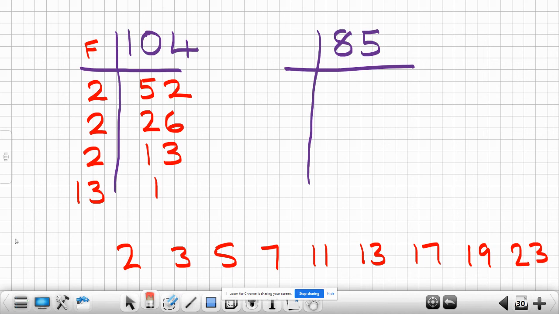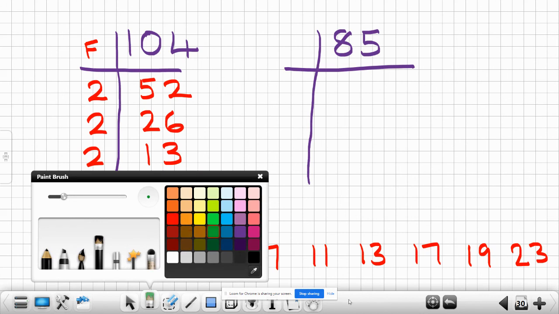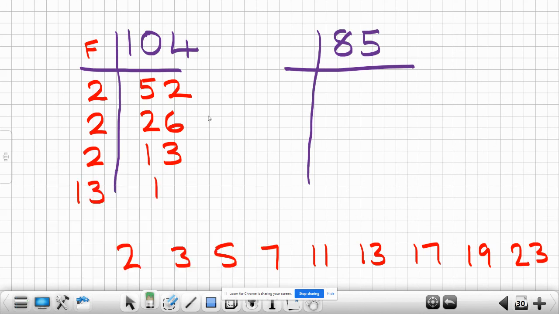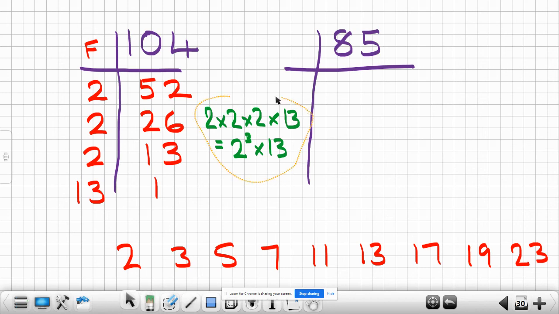So writing 104 as a product of its primes would be, let's see if I can squeeze it in a different colour, 2 times 2 times 2 times 13, and I could abbreviate that to 2 to the power of 3 times 13. Okay, good stuff.